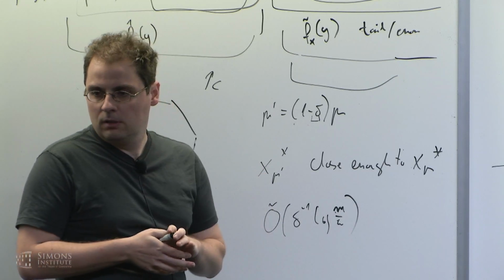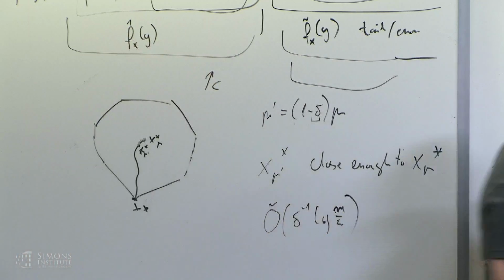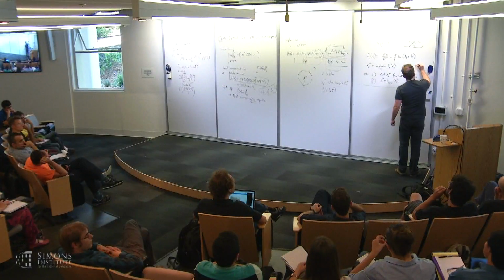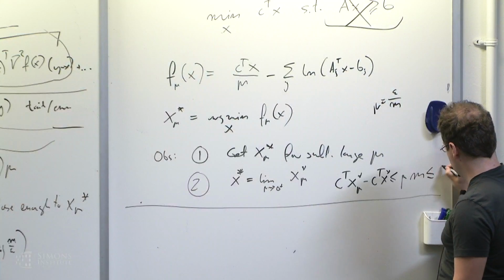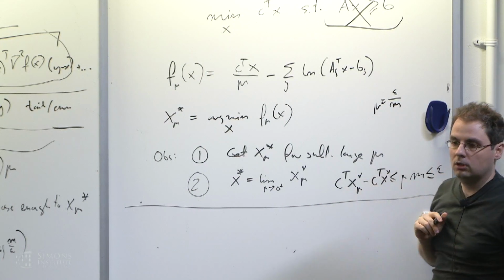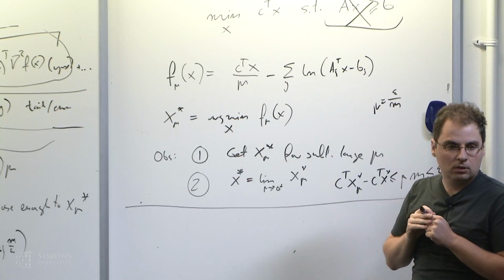What does epsilon refer to? Well, essentially, I want mu to be epsilon over m, so that I get that this is at most epsilon. So this will be just the error in the value of my solution.